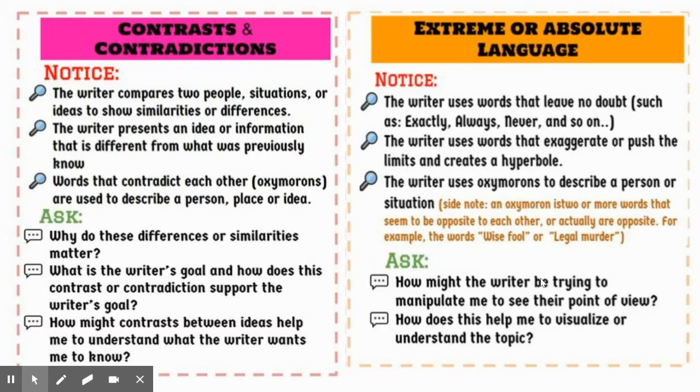What we have to look for here is when the writer compares 2 people, situations, or ideas trying to show similarities or differences, or if the writer presents an idea or information that is different from opinions or ideas that we previously held. Or, last but not least, they use words that contradict each other. These are called oxymorons. They are used to describe a person, place, or thing. So that's things like saying the biggest little town in Texas. How can you be the biggest and the smallest at the same time? Doesn't quite make sense. That's an oxymoron. They're kind of playing with words and twisting it to make an exaggeration or a hyperbole for us.